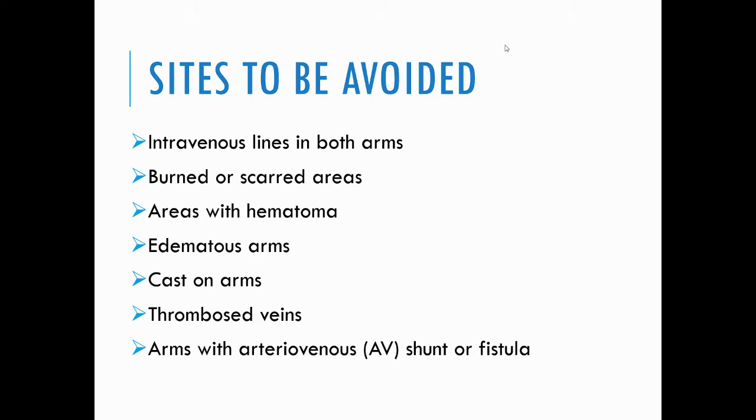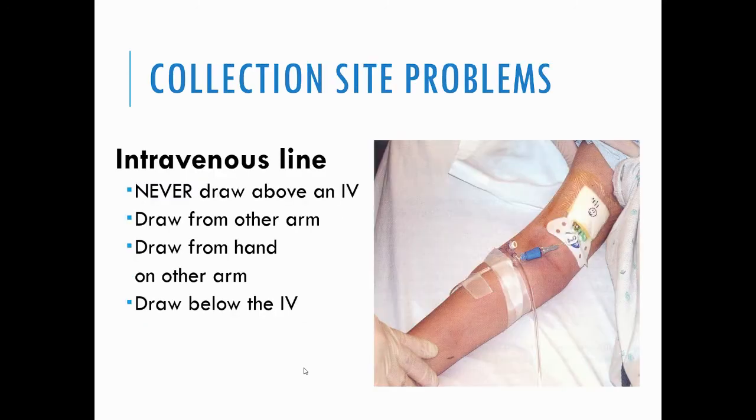So we have a lot of things to consider before we collect samples from the patient. If there is an IV line, we do not collect from that area, or areas that are burned or have wounds, scars, hematoma, swelling, casts, thrombosed veins, or fistulas. We need to avoid that side. So it is not automatic that you go to the cubital fossa right away. That is why we have other sites, other options for extracting a patient sample.